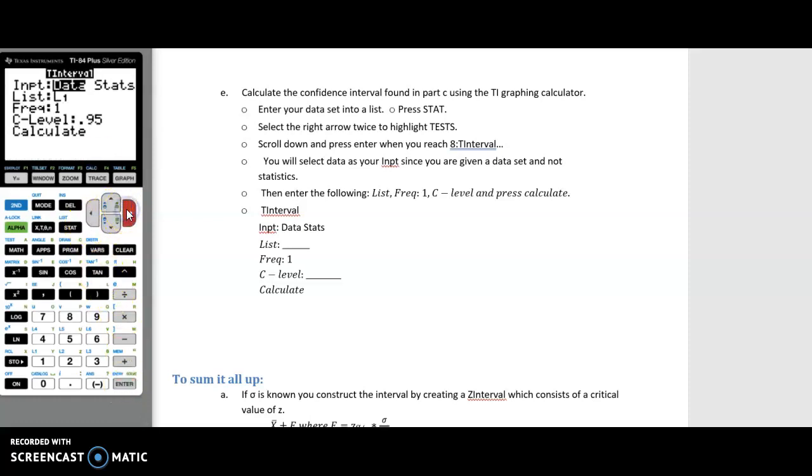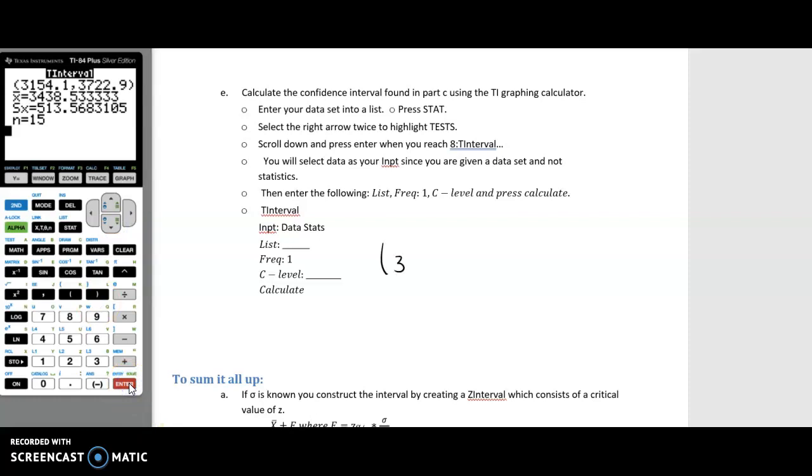And on the previous problem, we highlighted stats because we were actually given X bar and S, right? In this case, we were given a data set, so it's easiest to go over and highlight data and use the data set that you entered previously, right? List 1. Frequency list, you leave that at 1 because you're using one list. A 95% confidence level, so 0.95, and calculate.